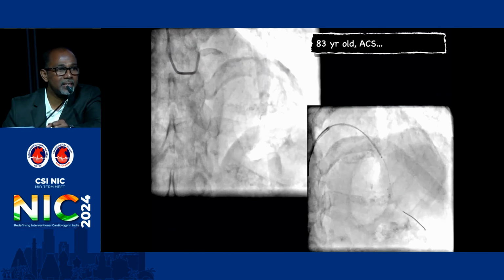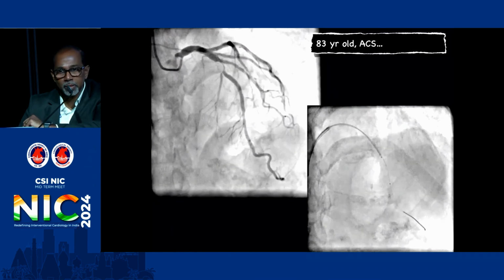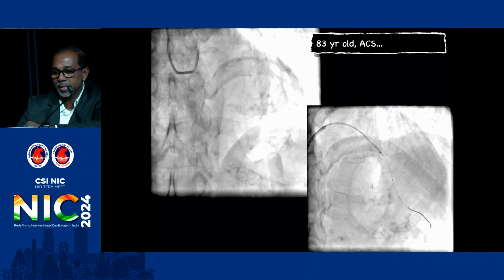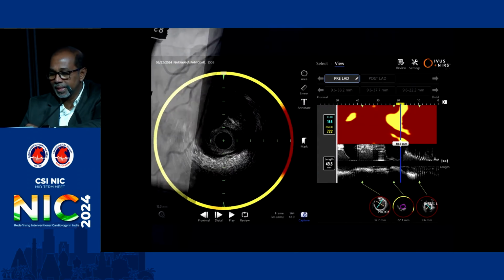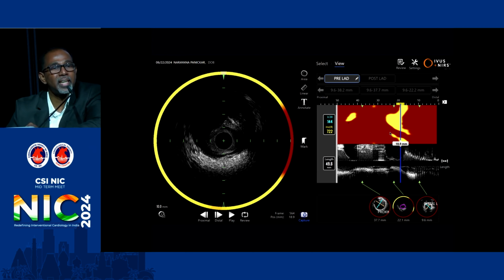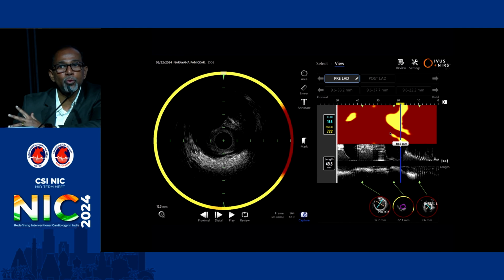This is the first case, an 83-year-old gentleman who presented with an acute coronary syndrome, a proximal LAD very critical stenosis. We did an IVUS NIRS evaluation of this lesion. When you look at the IVUS, it's more of an attenuated plaque, and when you look at the LCBI, you could see that it's 722. An LCBI max of more than 500 correlates with a slow flow during the procedure.